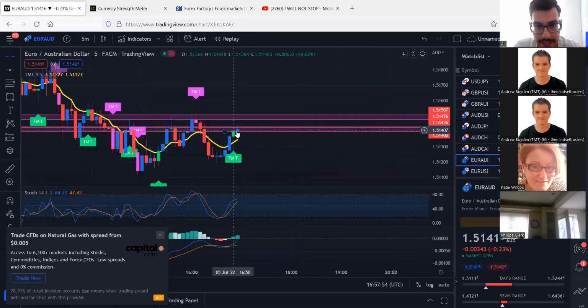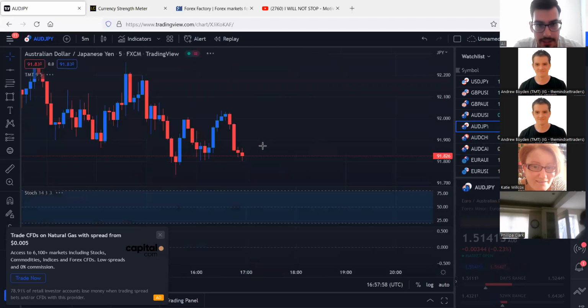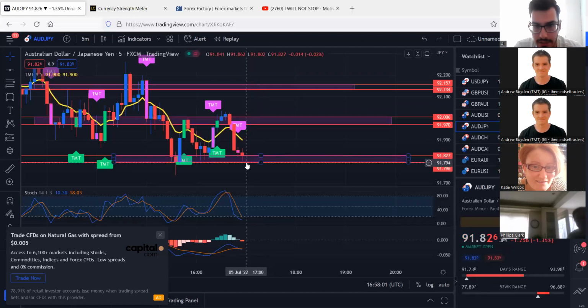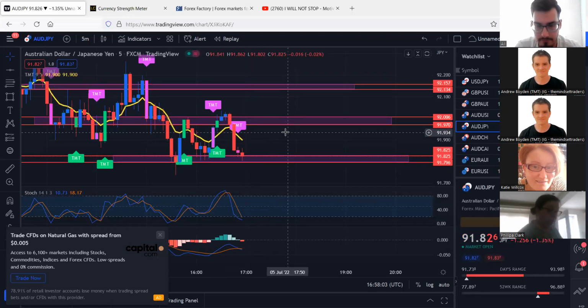So keep in mind, if this closes in my area, I will take it. If AUD/JPY closes in my area, I will take it. The weak point is already hit there. So let's see what's going to happen. There's 2 more minutes to the end of the candle.